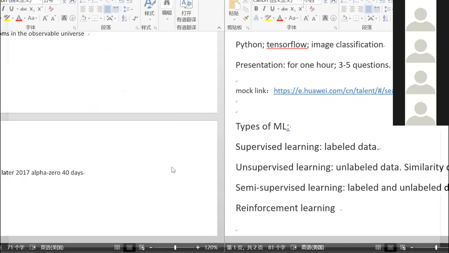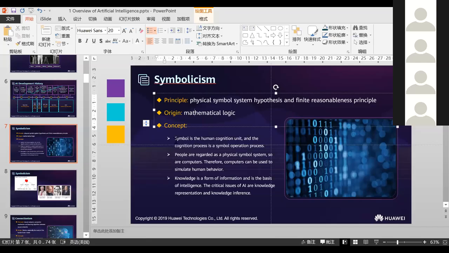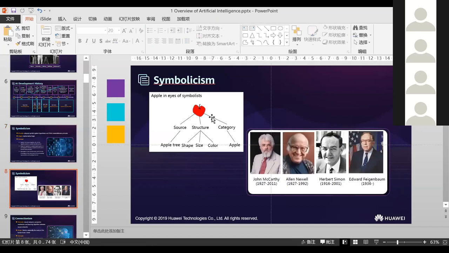It's just an example. So symbols are the human cognition unit. We make sense of the world by symbols and patterns. That is symbolism. And here is another example. For the first time when we see an apple, as a baby we know nothing about it. We may know this is an apple from the principles and patterns, maybe the structure, the shape, the size, the color. The color of an apple should be maybe green or red or yellow.